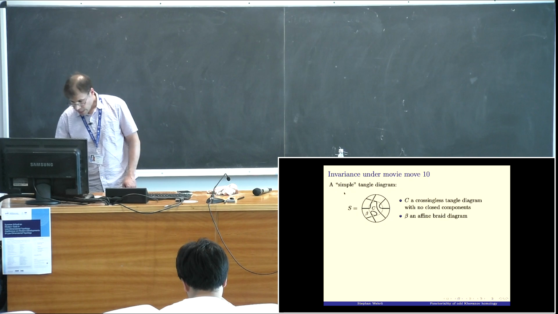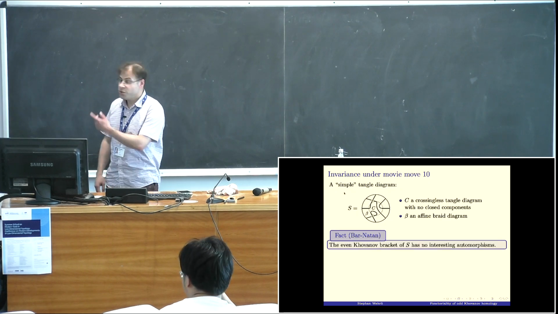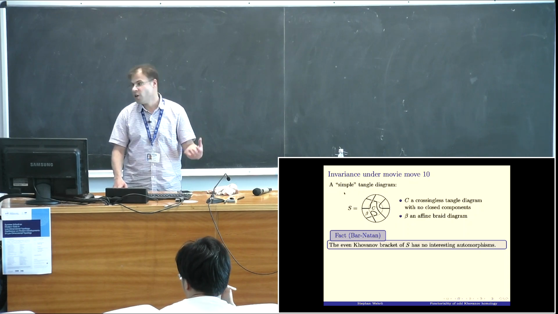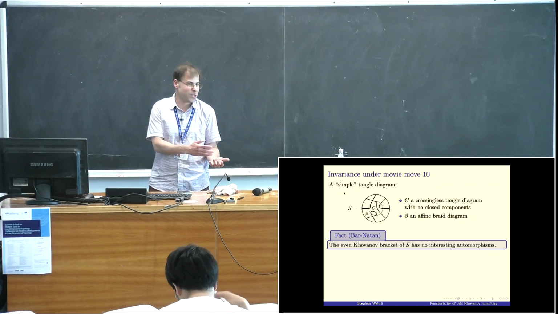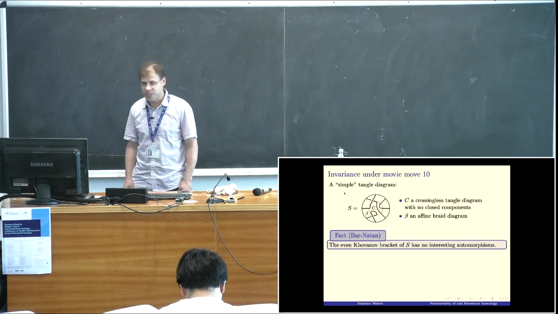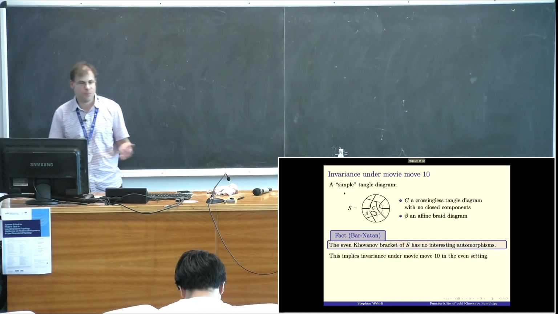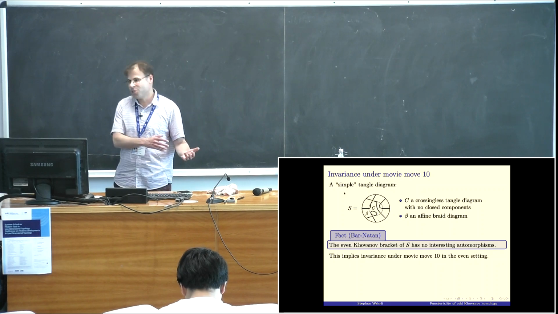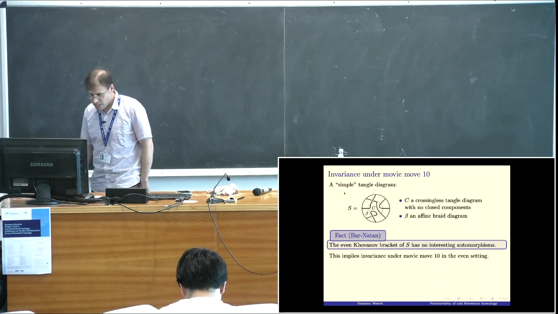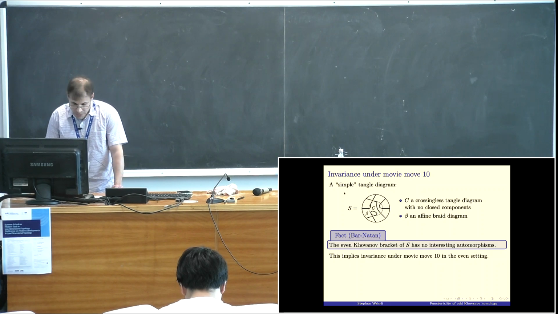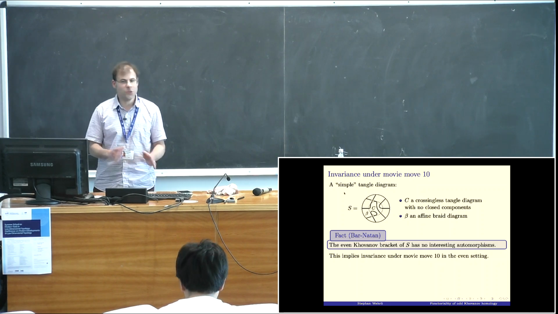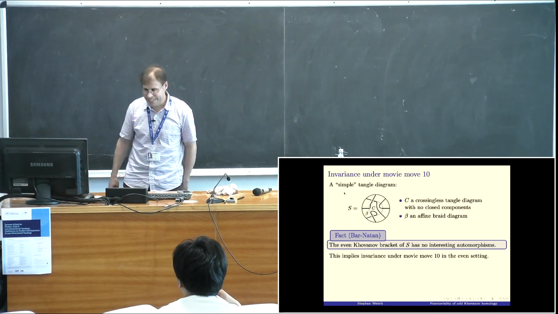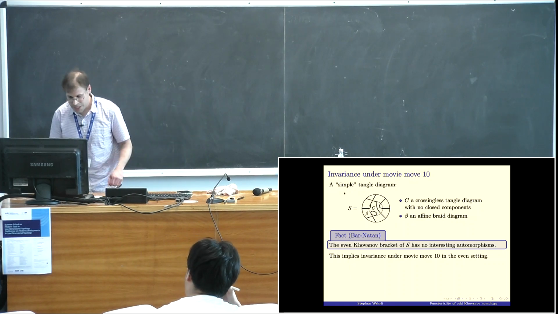What Bar-Natan observed in the even setting is that if you take the even Khovanov bracket of such a diagram, it has no interesting automorphisms. What this means is every automorphism in the homotopy category is either homotopic to the identity or minus the identity. There are just no other automorphisms. In the even setting, this immediately implies invariance under movie move 10, because it says that the chain map that appears in the movie move has to be the identity or minus the identity, because there's nothing else. But now how can we translate this to the odd setting? As I mentioned before, we don't want to use tangle invariance. One could; Dean showed very recently that it's possible, at least for odd Khovanov homology, but we don't want to use tangle invariance.